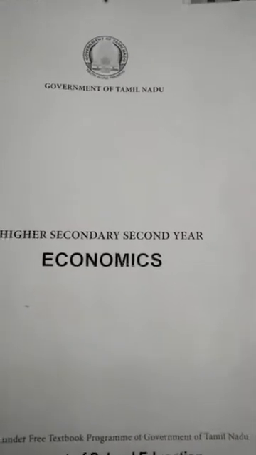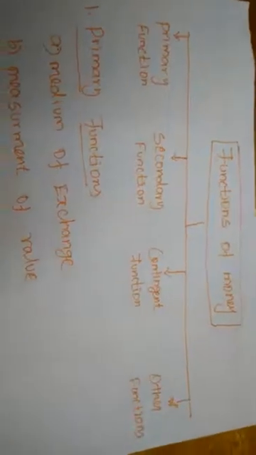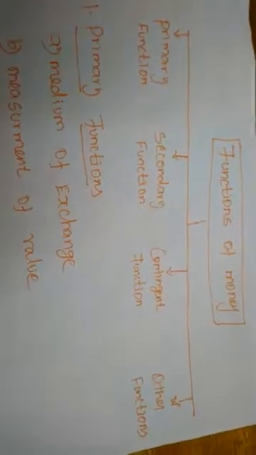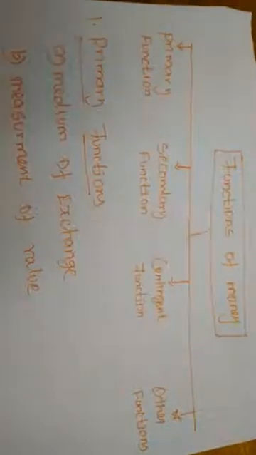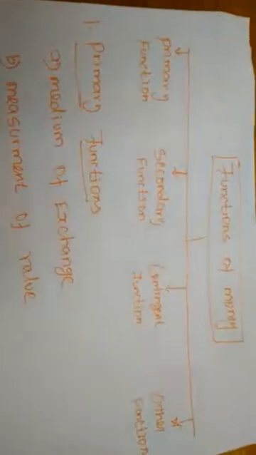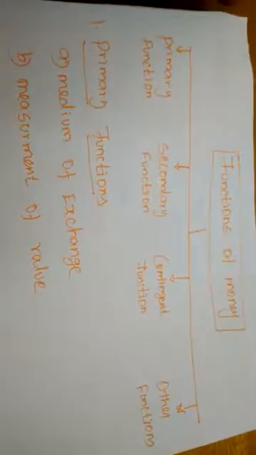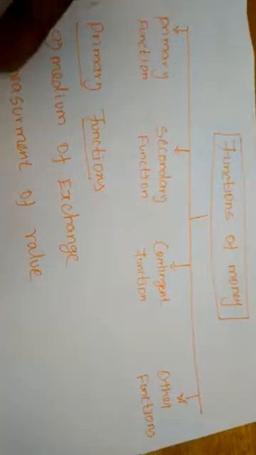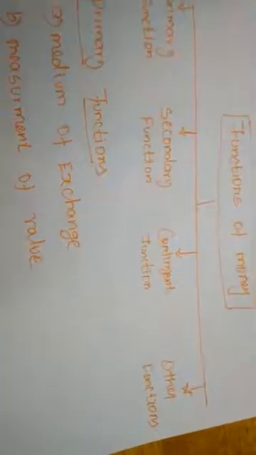Today we will study some of the functions of money. Okay students, today we will study about the functions of money. The main functions of money can be broadly classified into four categories. First is the primary function, next is the secondary function, third is the contingent function, and fourth is other functions, some extra functions.